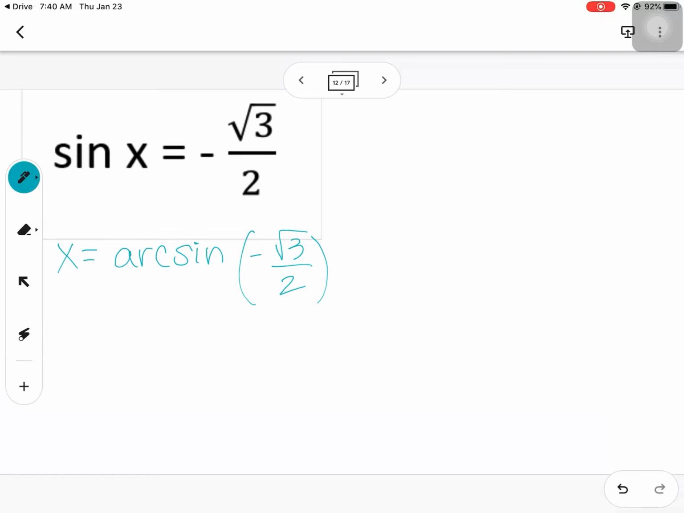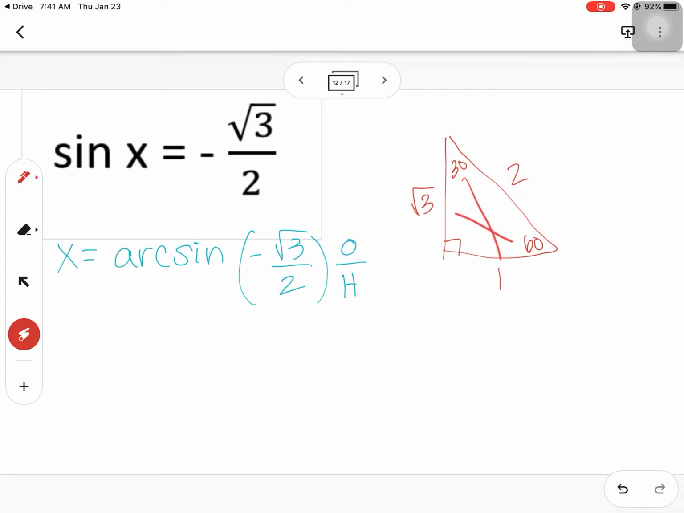When I look at this, what can help, since I know it's sine, is that this root 3 is going to be my opposite, and the 2 is going to be my hypotenuse. What that can do for me is remind me that I'm really looking for a triangle with a leg of root 3 and a hypotenuse of 2, and we do have that in our 30, 60, 90 triangle. It is important you draw these correctly, so be careful there. It's crucial that you place the angles opposite the correct side.